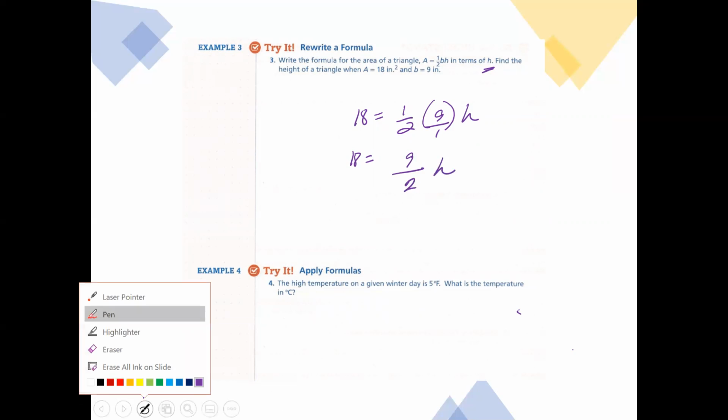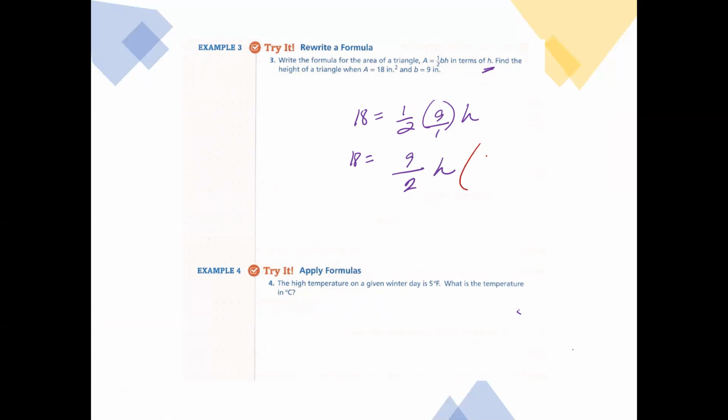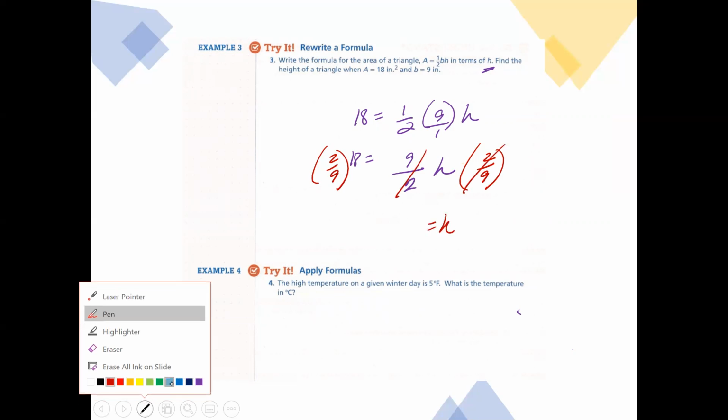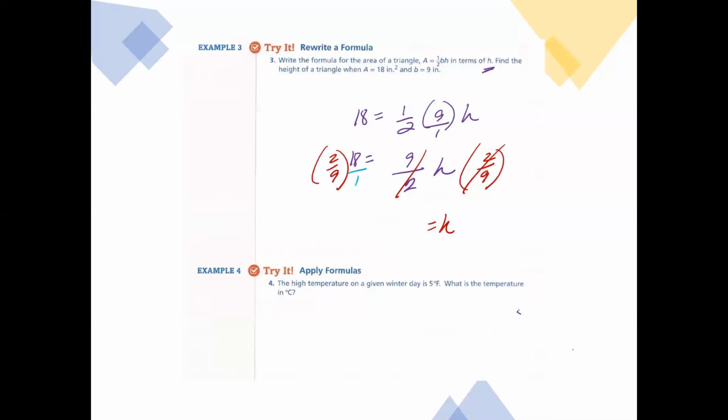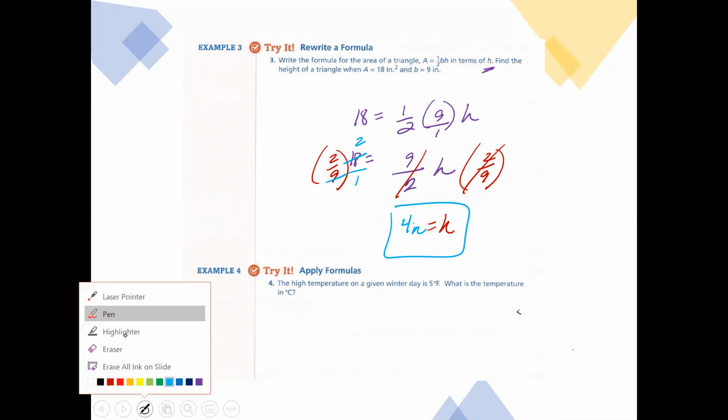H. If I want to get h by itself, I have to get rid of the fraction. So I'm going to do the reciprocal, multiply on both sides. H is now by itself. I'm going to put a 1 underneath the 18, cross multiply, or excuse me, multiply across. 2 times 18 is, and actually you can maybe even reduce it, because 18 divided by 9 is a 2, so 2 times 2 is a 4. And that is your answer, 4 inches.